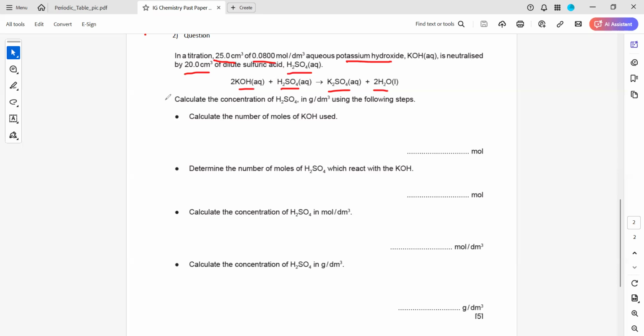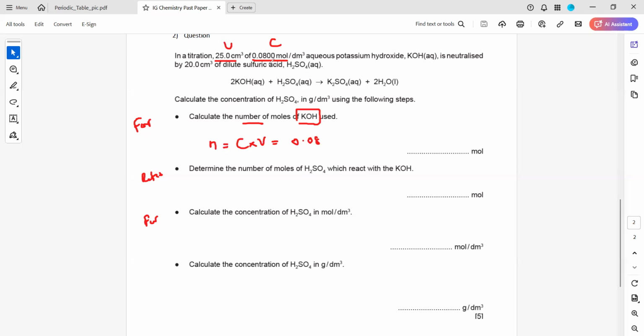Calculate the concentration. That's the last part, but we have to follow the steps. What is the first step? They ask to calculate the number of moles of potassium hydroxide. What is the general way of solving a titration moles question? Mass divided by molar mass. So first, the number of moles of potassium hydroxide is needed. We have the concentration and the volume. So how to get the moles? Moles is concentration times volume. The concentration is 0.08. What about the volume?